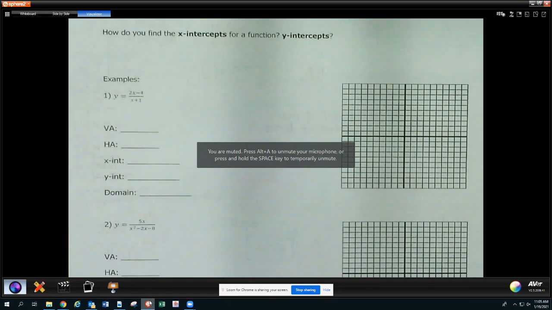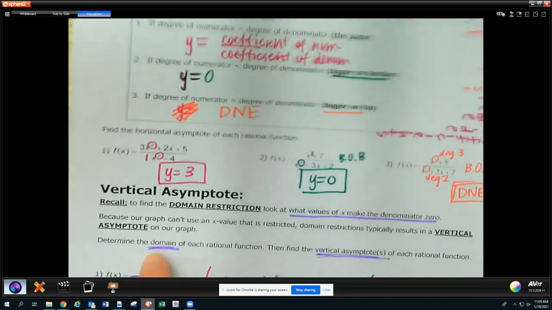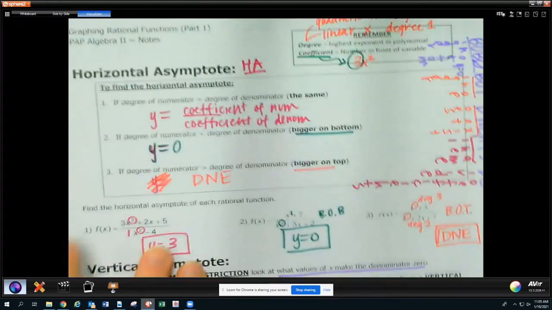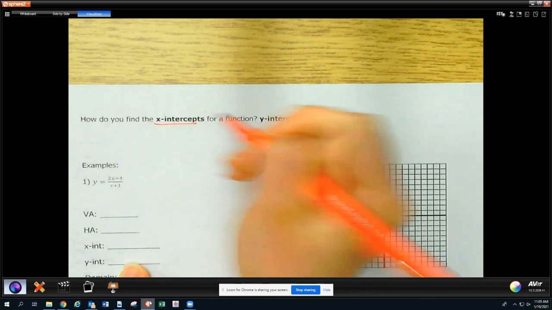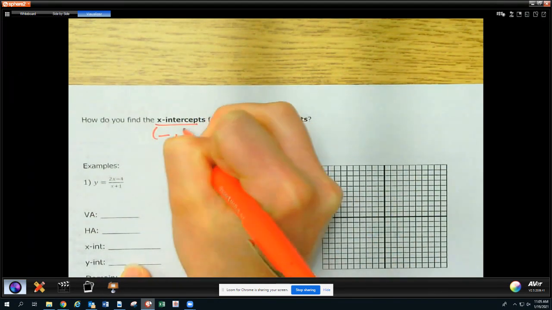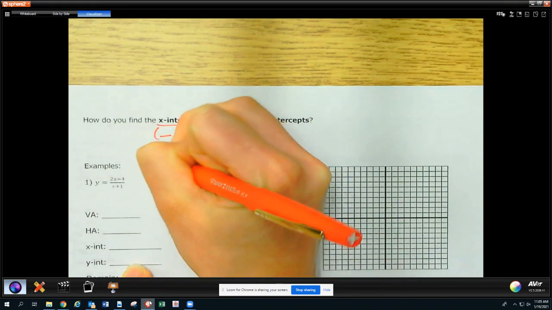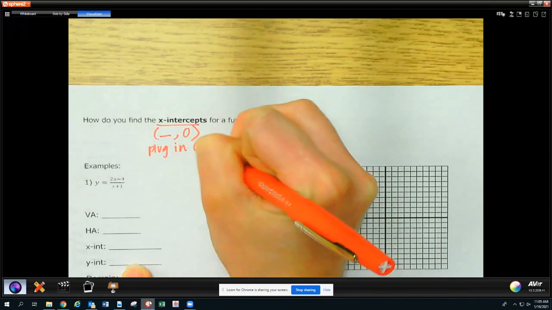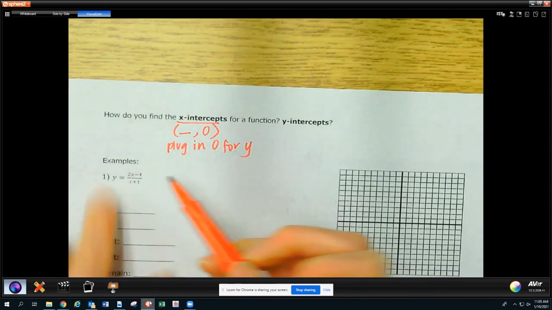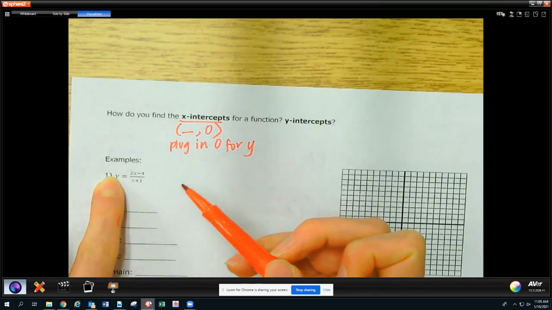All right, so now quick review. We talked about how to find horizontal asymptotes and vertical asymptotes for these general rational functions. The x and y intercepts are the same for any kind of function. For x-intercepts, remember that's an x value and y is 0, and so you plug in 0 for y. So I would be plugging 0 over here.